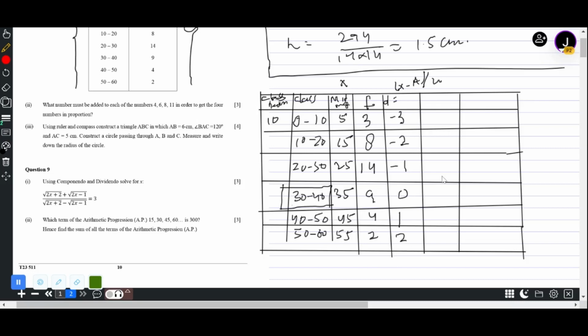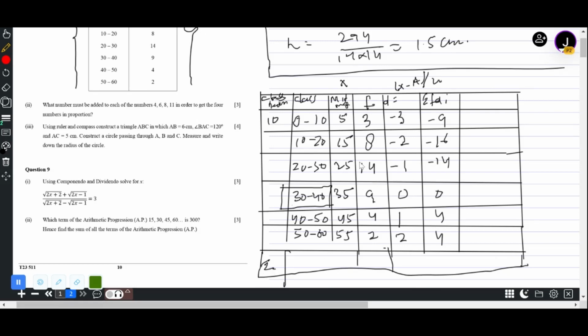So we'll find a deviation which is x minus a, where x is the midpoint, divided by h. What is the deviation in this case? 5 minus 35 is minus 30, by h is 10, so minus 3. Here we have 15 minus 35 is minus 20 by 10, that is minus 2. 25 minus 35 is minus 10 by 10, minus 1. Now that is deviation. 35 minus 35, this is 0. 45 minus 35 divided by 10, that is 1. 55 minus 35 is 20 divided by 10 is 2.